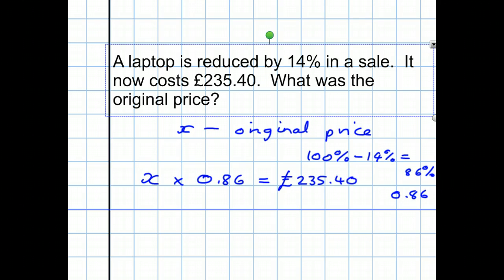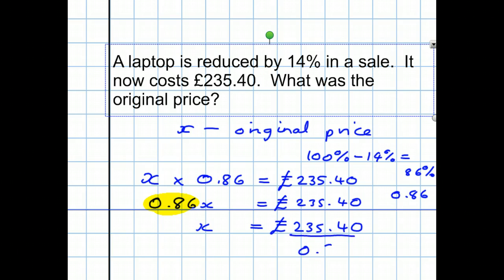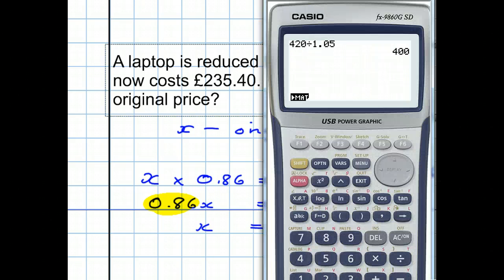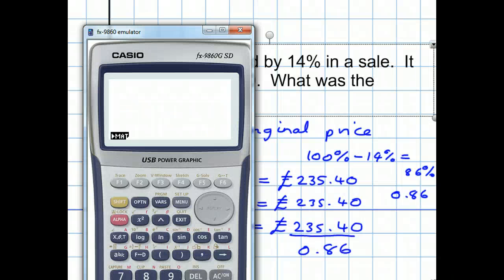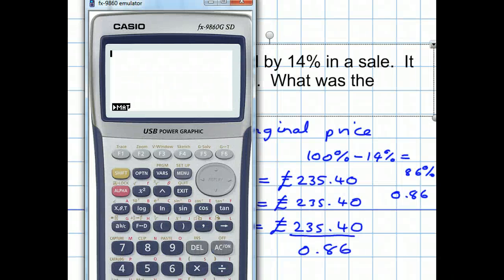235.40. So we like the coefficient in front of X. So 0.86X equals 235.40, and then take the coefficient and put it underneath the number on the other side of the equation. In other words, divide by it. So it's clear what we had before. So what have we got? We've got 235.40. Whoa, what's happened there? Sorry guys, bear with me.